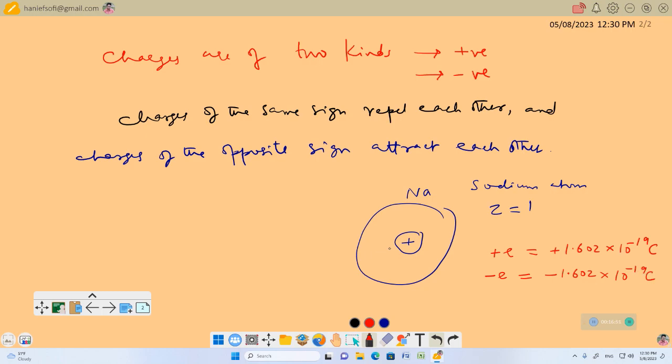So this atom contains 11 protons in the nucleus. So total positive charge is plus 11e, and in the extra nuclear part there are 11 electrons. So the charge due to the electrons in the atom is minus 11e. So the total charge in the atom is 0. So if Q represents the charge of sodium atom, it is 0. Because this charge has the property of additivity.